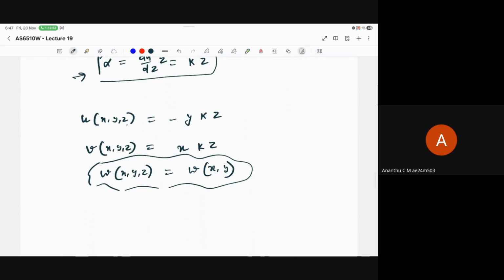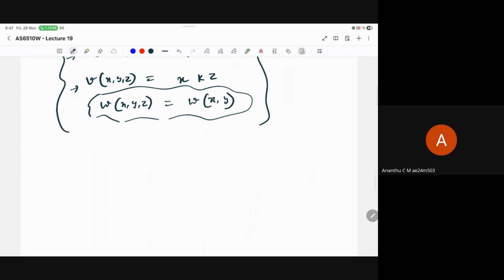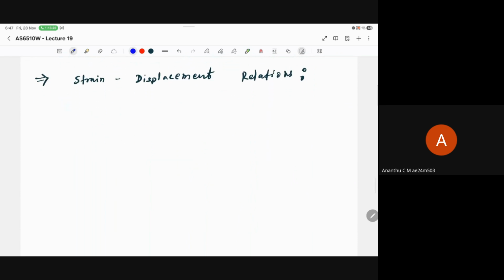So we can see that displacement u is a function of z, and similarly displacement v is also a function of z, and the position x, y, and the rate of twist. From these displacements, now we can try to get the values of strain. So we'll use strain displacement relations, and this one is now simple.